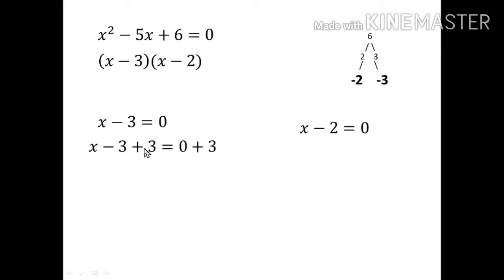Okay, so next step. Okay, equate natin yung factors sa 0. X minus 3 is equal to 0. X minus 2 is equal to 0. Combine like terms. For us to do that, just use addition property of equality. Here, we just add 3 sa both sides ng equation. So, negative 3, positive 3 is equal to 0. So, we have x is equal to 3 because 0 plus 3 is equal to 3.